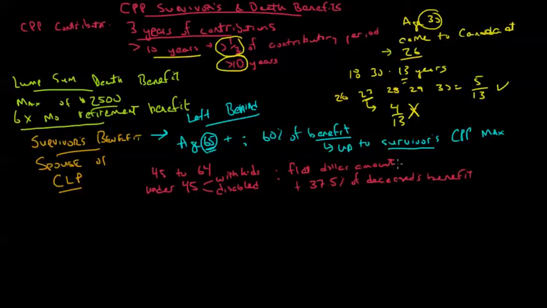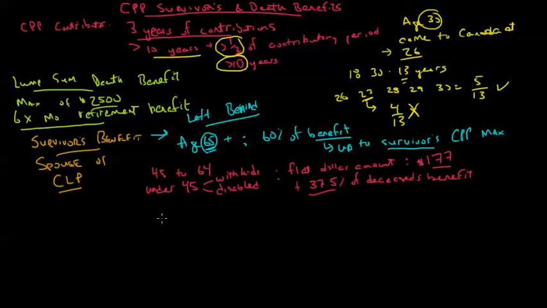So we would have to do the calculation, figure out what their benefit would have been at age 65, take 37.5% of that, and add the flat dollar amount. As of 2013, that flat dollar amount is just shy of $177. It's actually $176.95, but 177 and 37.5% is sufficient for our purposes.